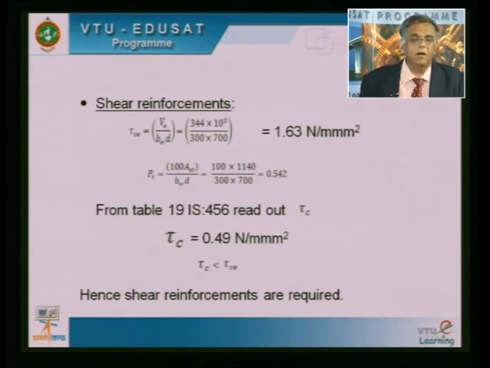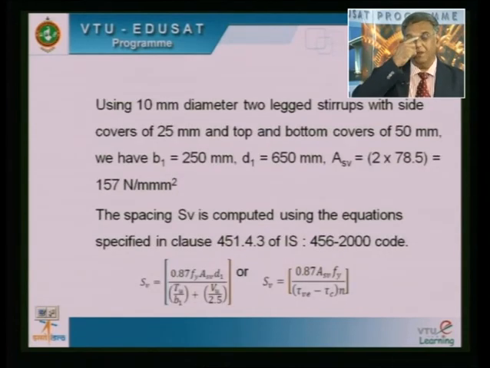Earlier, it was VU. But here, the shear acting is a function of the shear because of the torsion and the regular shear. So equivalent shear has to be considered, and here the equivalent shear is VE. I got a value of tau VE as 1.63 Newton per mm². Pick up the value of tau C from table 19 and compare this with tau VE. In this case, tau VE is exceeding tau C, or tau C is less than tau VE. Therefore, shear reinforcements are required. But I cannot use that simple formula to calculate SV.